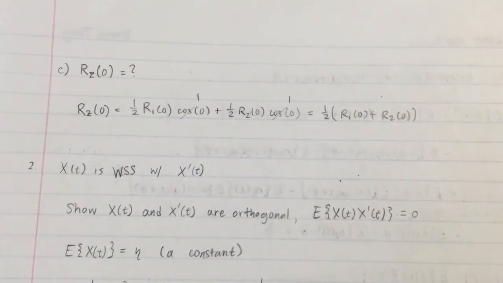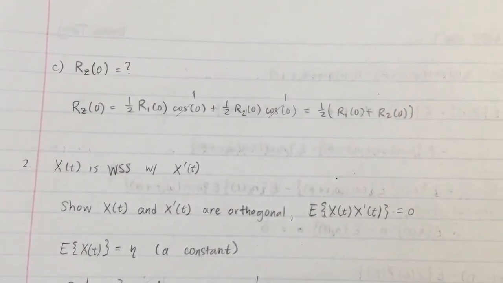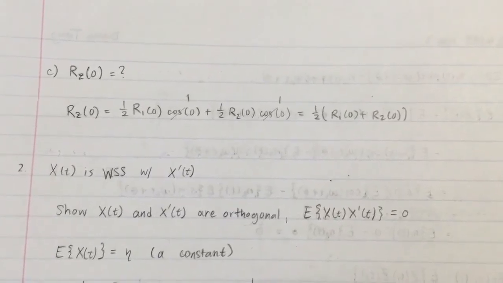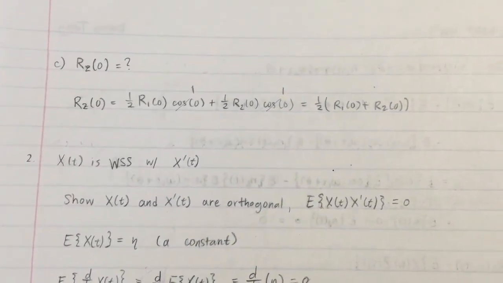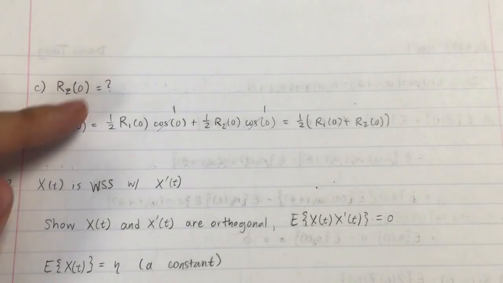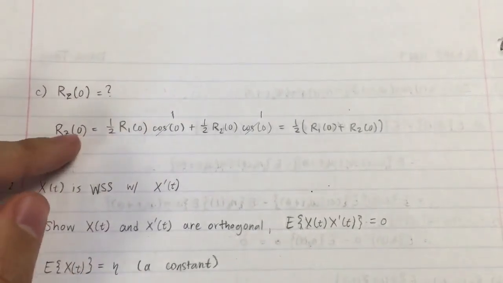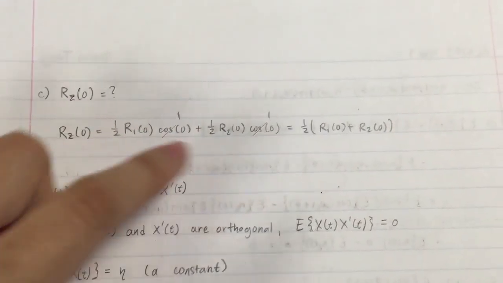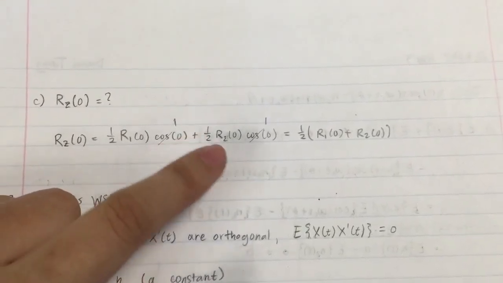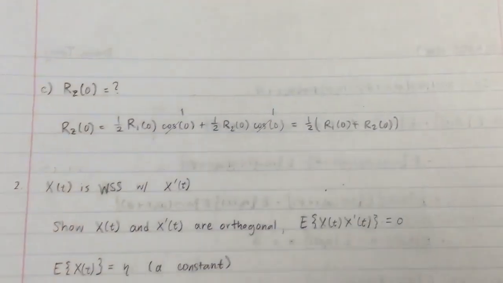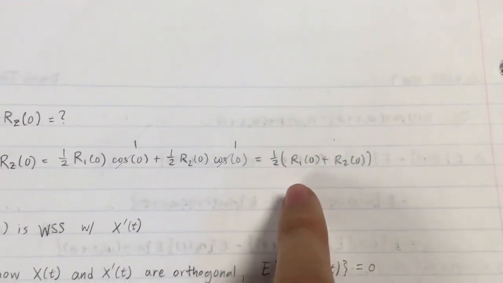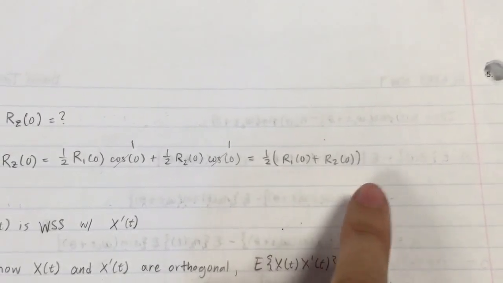And for part C, it just asks us to find R_Z(0), so you just put 0 where you see tau. So you just get this expression here. The cosine of 0 is just 1, so in the end it simplifies to 1/2 (R1(0) plus R2(0)).